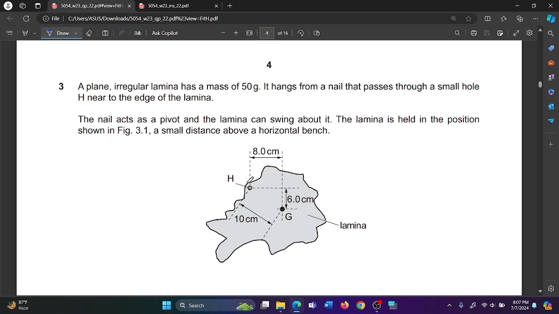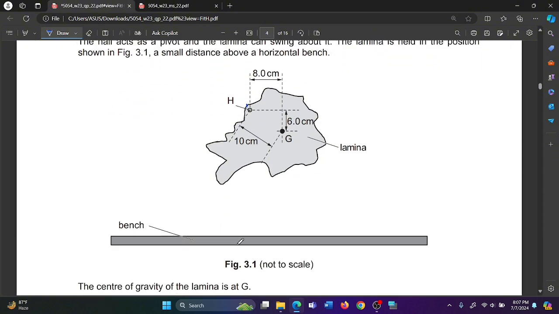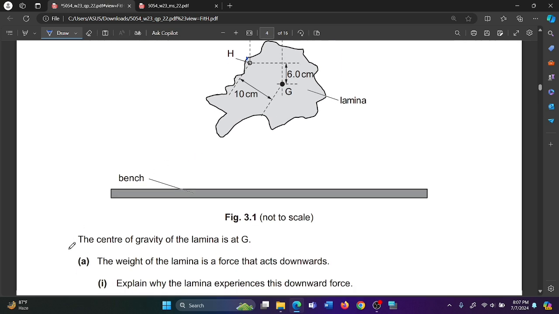This is the edge, this is the edge, and this is the edge. The nail acts as a pivot and the lamina can swing about it. The lamina is held in the position shown in figure 3.1, a small distance above a horizontal bench. Where is the horizontal bench? Here it is. So the lamina is held at this position a small distance above it. Now let's see what's next.